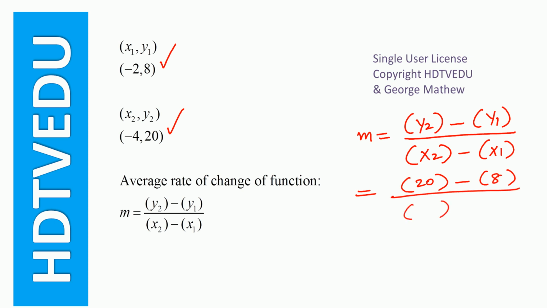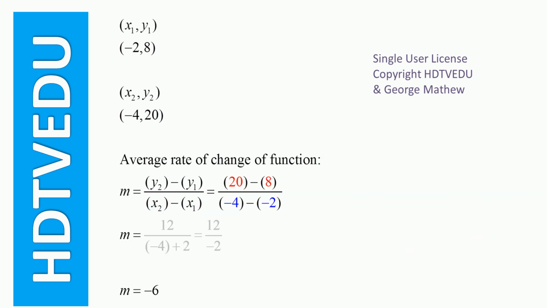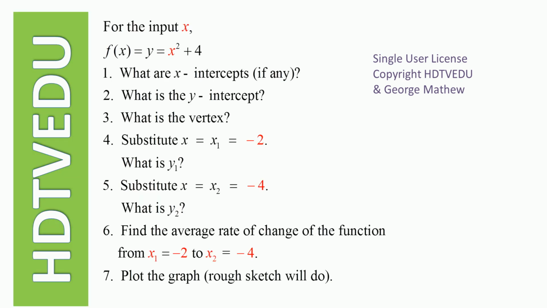x2 is negative 4. And what is x1? x1 is negative 2. So this is 12 divided by negative 4 plus 2, which is negative 2, and that is negative 6. Negative 6. So you're losing money, one way of putting it. So it is negative 6. So that's what I did here. Now what is left? Number 7.